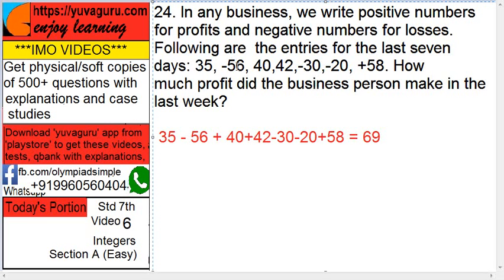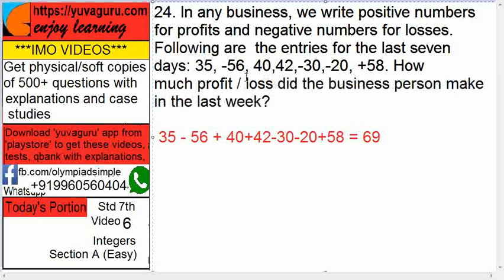35 minus 56, 40, 42, minus 30, minus 20 and plus 58. How much profit did the business person make in last 7 days? Now profit means it can also be a loss. It's profit or loss. So very simple, calculate 35 minus 56 plus 40 plus 42 minus 30 minus 20 plus 58. Do all the addition subtraction, you will get the answer as 69.